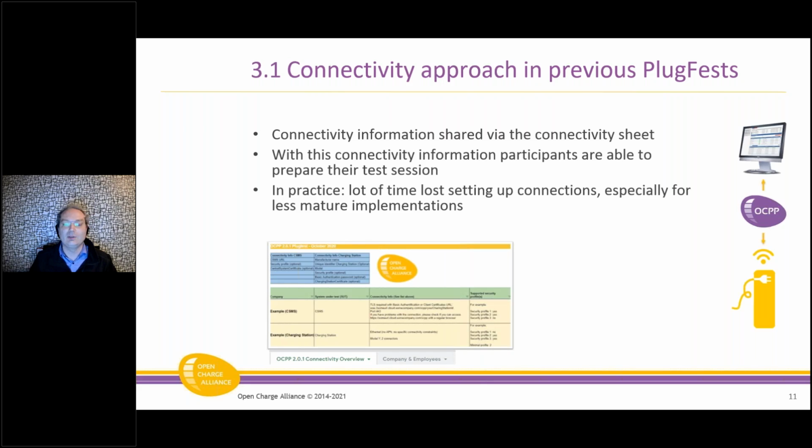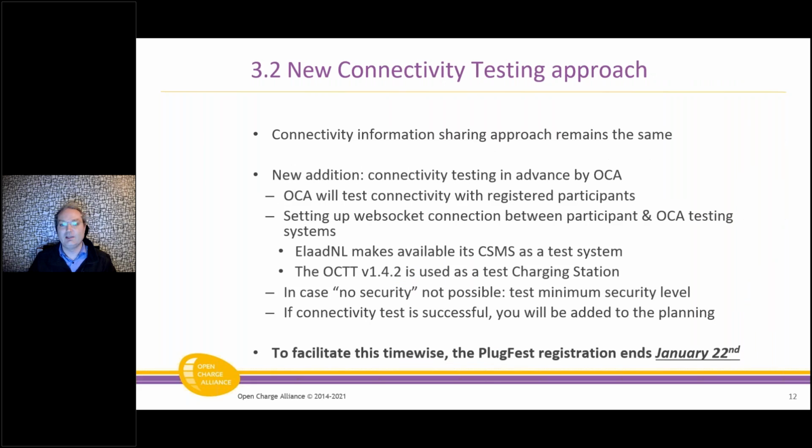In practice, what we have seen is that there's a lot of time at the beginning of test slots that's lost for connectivity issues or connection issues, especially for the less mature implementations. So based on this, we try to improve this next Plugfest. What we have added to the Plugfest is actually a connectivity test in advance. We will again ask you to provide your connectivity information in advance, as we did previous Plugfests. But now, the week before the Plugfest, there will be a connectivity test from OCA with all the registered participants.